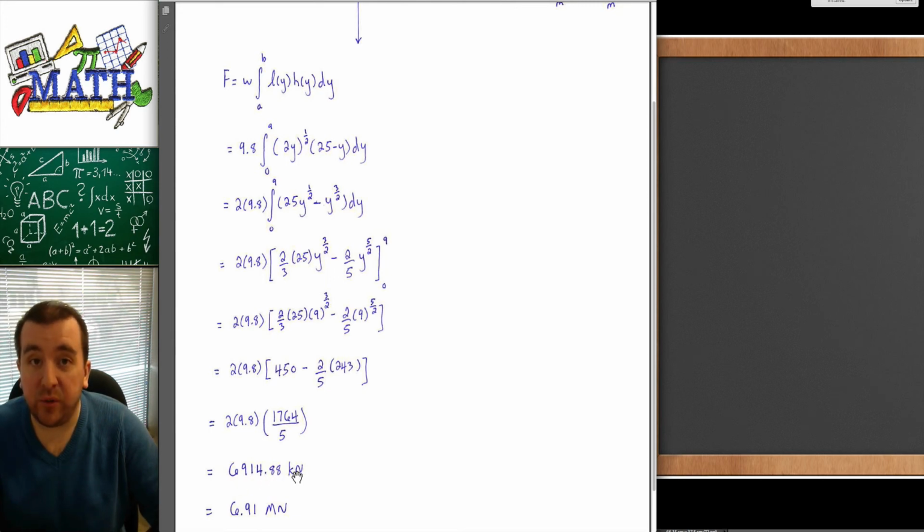And then you go through this problem here, you reduce the calculations, and you actually get 6,914.88 kilonewtons. But I've changed that to meganewtons. Now remember, 1 meganewton is 1,000 kilonewtons. So you actually have to divide by 1,000 here to get the meganewtons. And that is the answer.